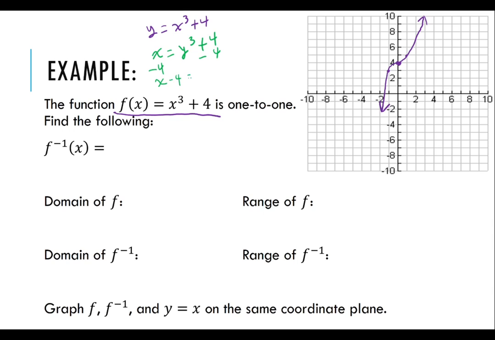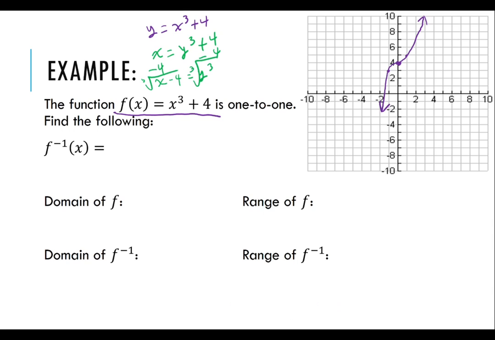x minus 4 is equal to y cubed. Take the cube root of both sides. Then I get that y is equal to the cube root of x minus 4. And that is my f inverse. So f inverse of x is the cube root of x minus 4.